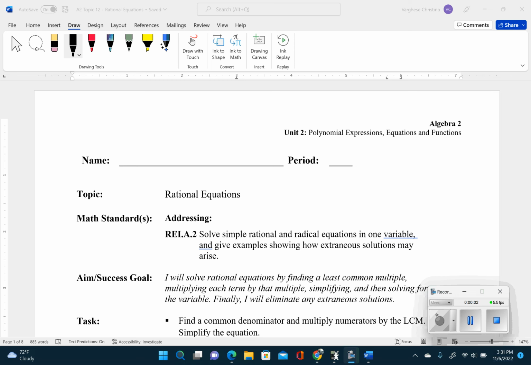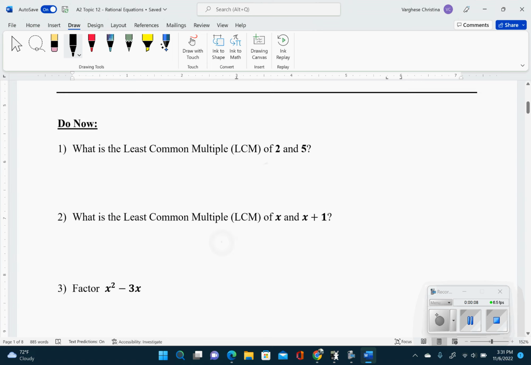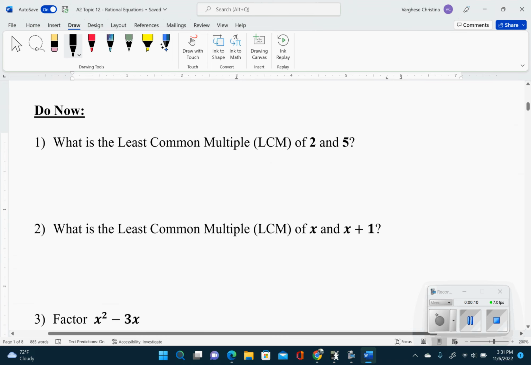So we're going to do today's video, which is on rational equations. So let's go ahead and get started on the do now. What is the least common multiple of 2 and 5?